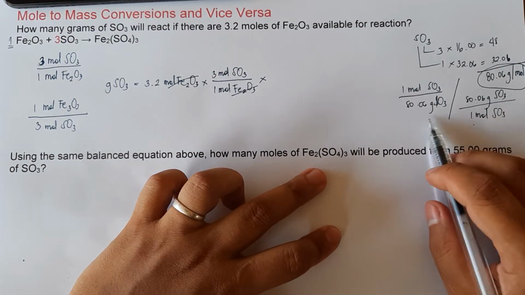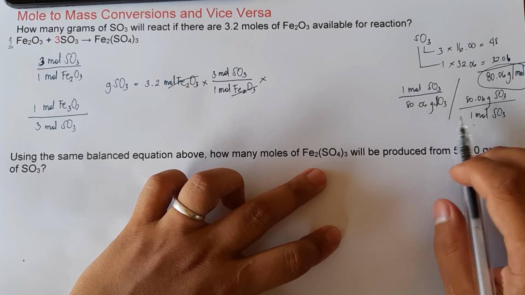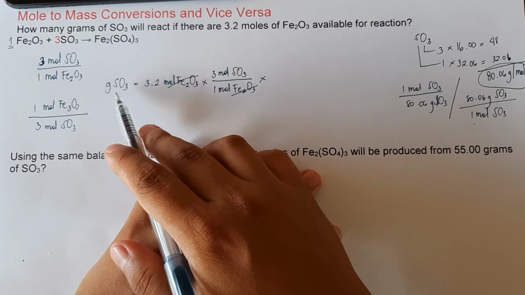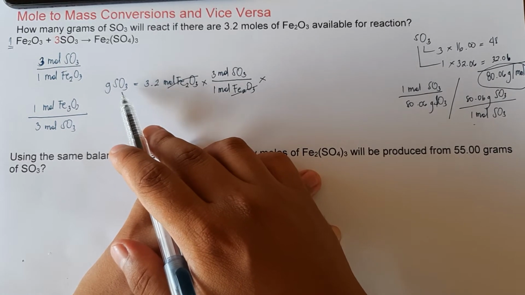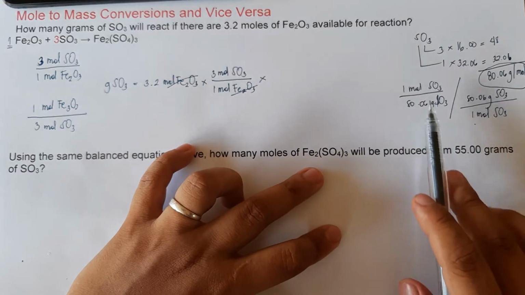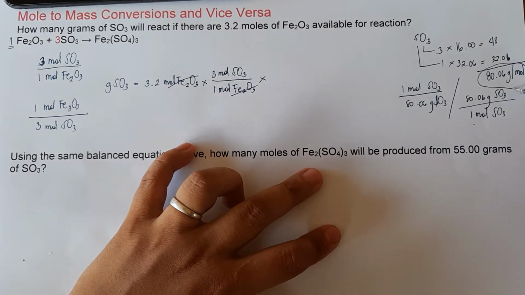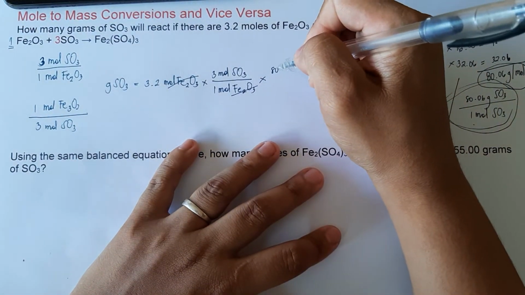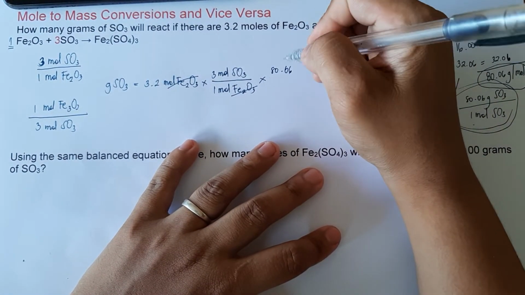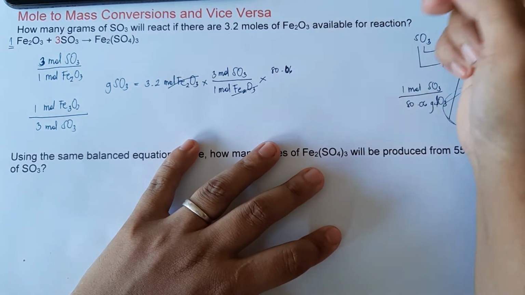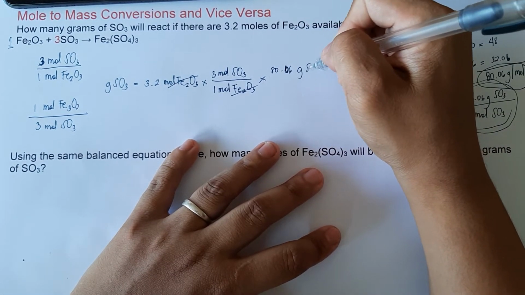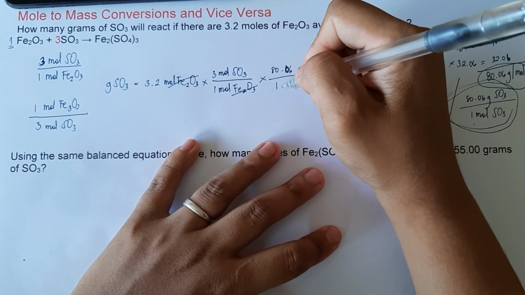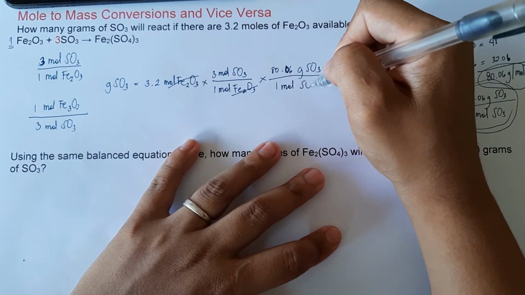Gagamitin lang natin yung isa sa dalawang ito as factor para ma-solve natin yung grams of sulfur trioxide. And since we are looking for the mass of sulfur trioxide, kailangan nasa taas yung gram SO3. So, between these two, ito yung gagamitin natin. So, that will be times 80.06 gram of SO3 over 1 mole of SO3.